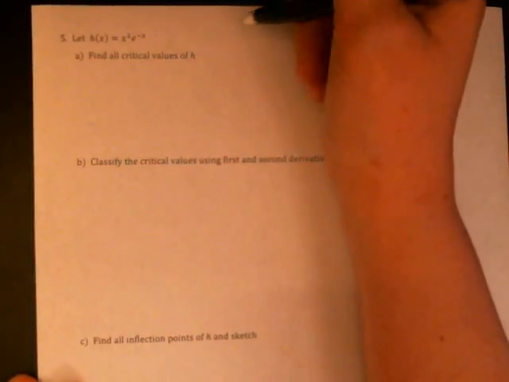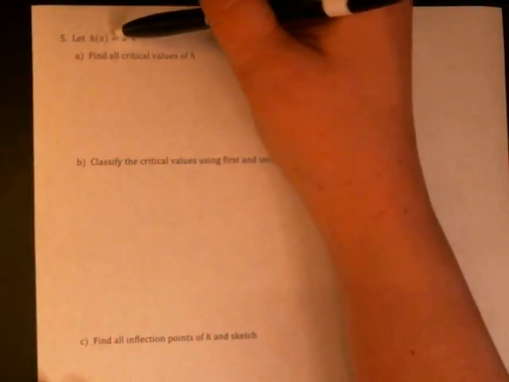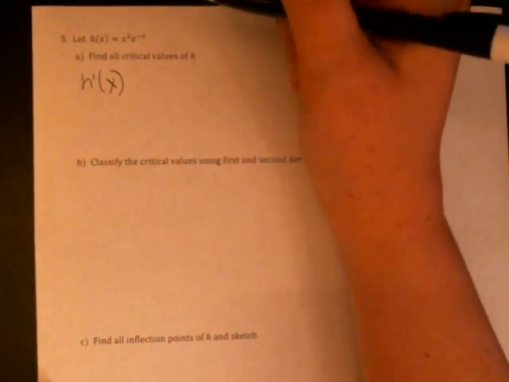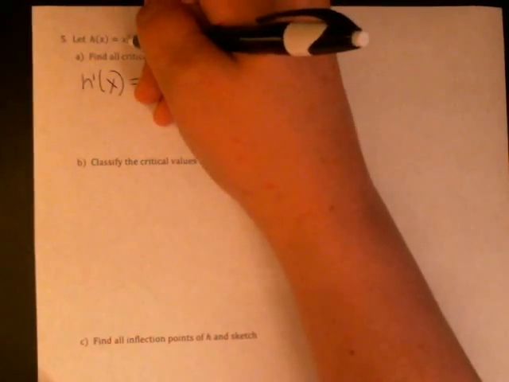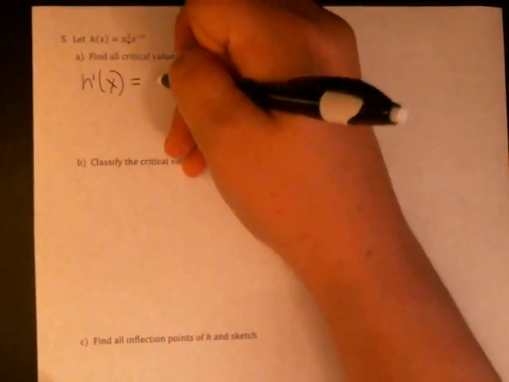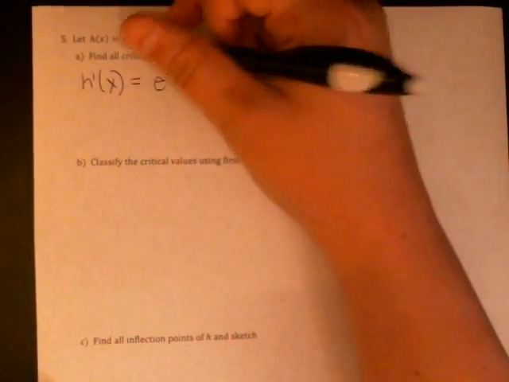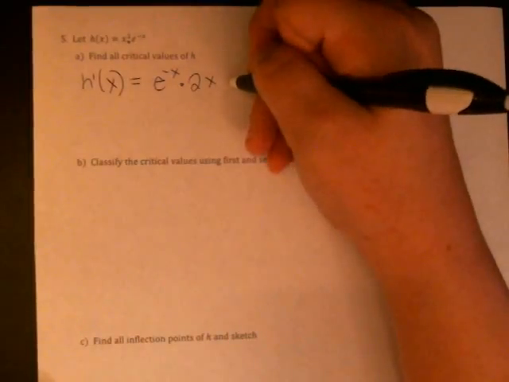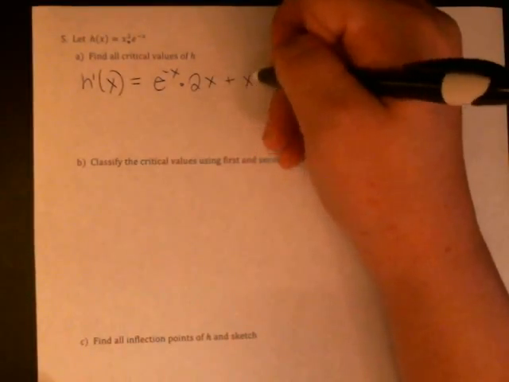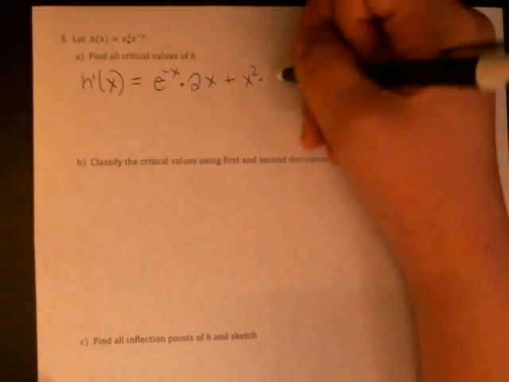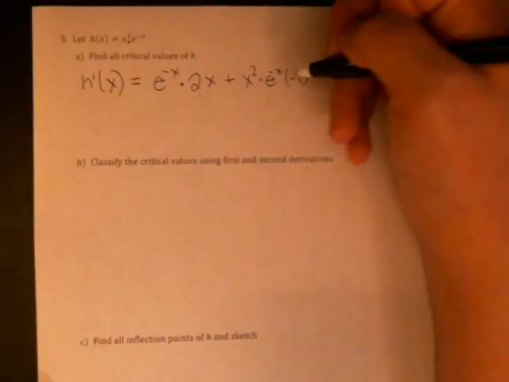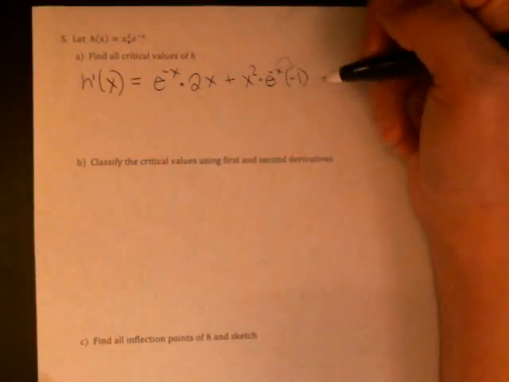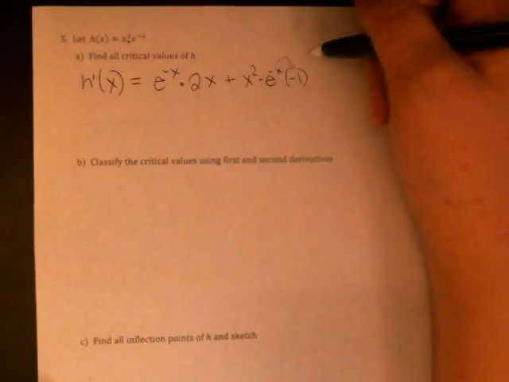Okay, so if you want to find the critical values of your function, you need a derivative, right? Critical values happen when the derivative is 0 or undefined. So in this case, my function x squared e to the negative x is a product. So I'm going to have e to the negative x times the derivative of x squared, 2x. And then I'm going to have x squared times the derivative of e to the negative x, which is a little chain rule there. E to the negative x is its own derivative, but chain rule says it has to get multiplied by a -1. E to the stuff is its own derivative.